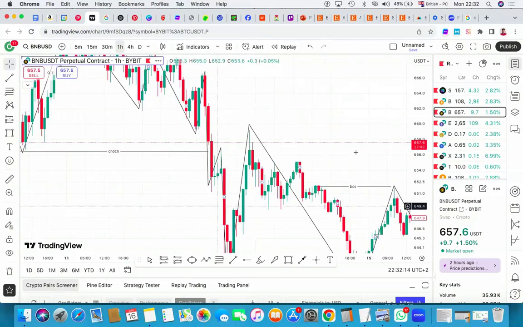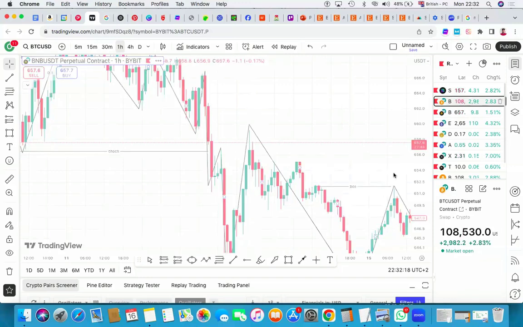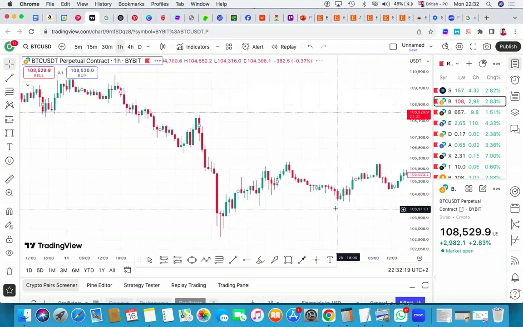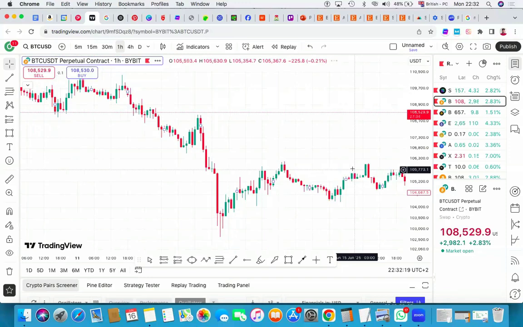Let me go back to our BTC chart so I can show you what I was saying. Let's go back to our BTC chart, from the example I gave you guys.